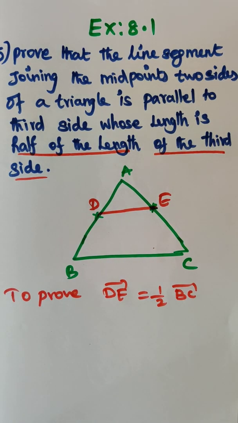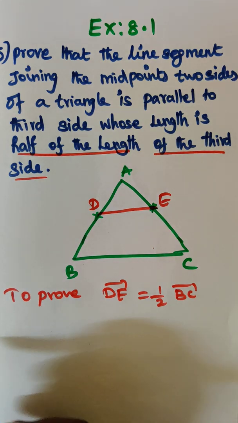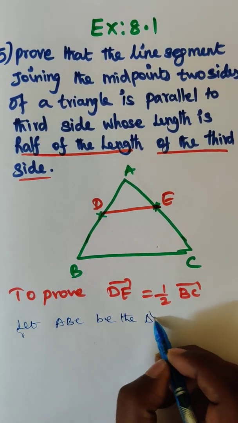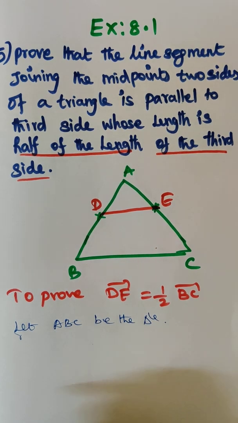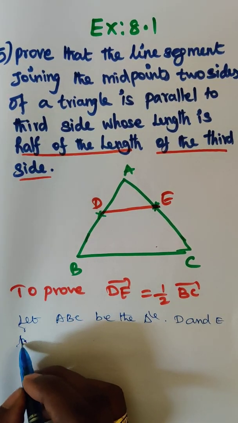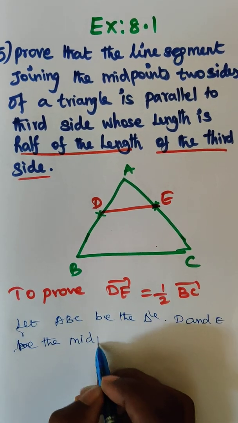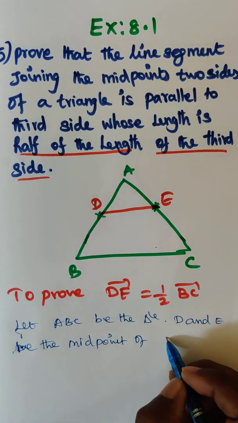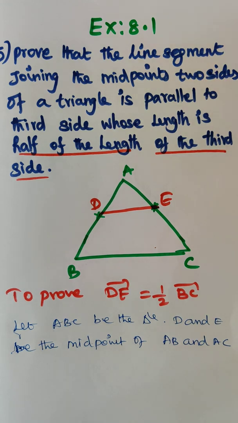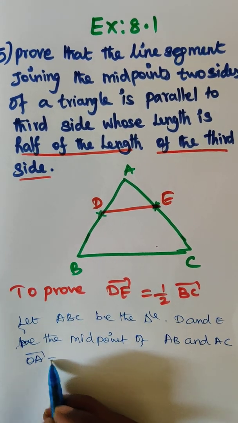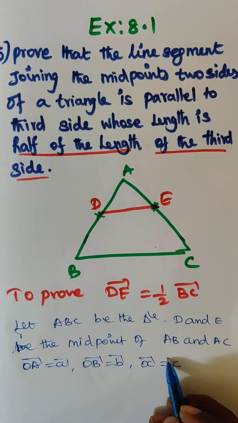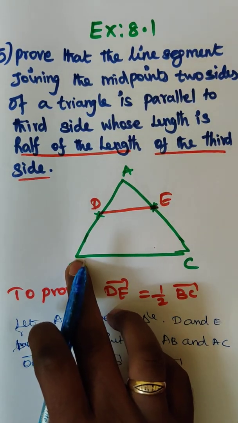So now let us take a triangle. Consider a triangle. Let ABC be the triangle and D and E be the midpoints of AB and AC. Next, the position vector OA is A vector, OB is B vector, and OC is C vector. This is the position vector of A, OB and OC.